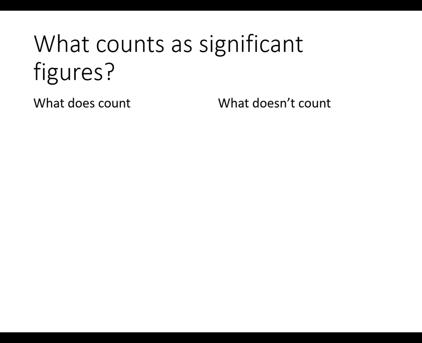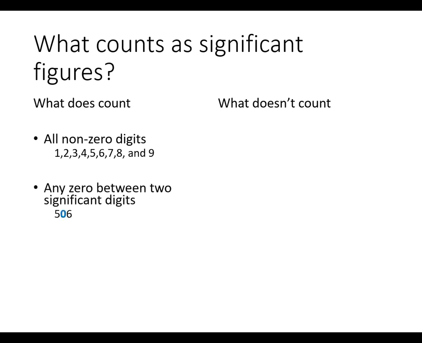So I'm going to tell you first of all what counts as a significant figure, and then after we go through that, we're going to talk about the rules of using significant figures in calculations. So the first thing that counts as a significant figure is any non-zero digit. The numbers 1 through 9 automatically are significant. If there's a digit there, a non-zero digit, it is an important number. So all we have to worry about now are zeros. If there is a zero in between two significant digits, then that is significant as well.